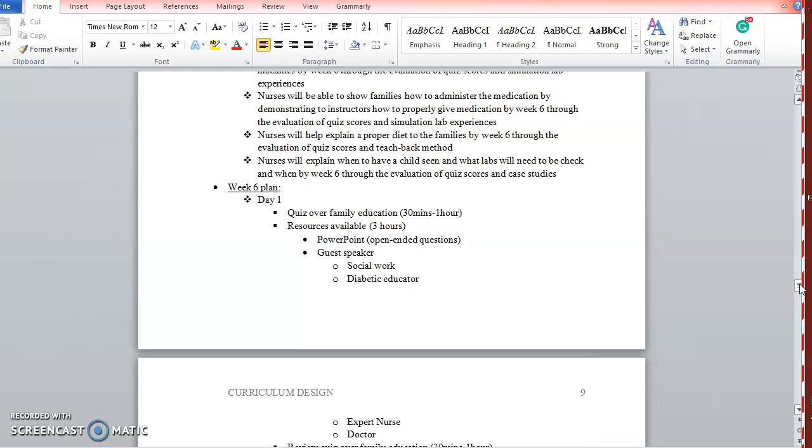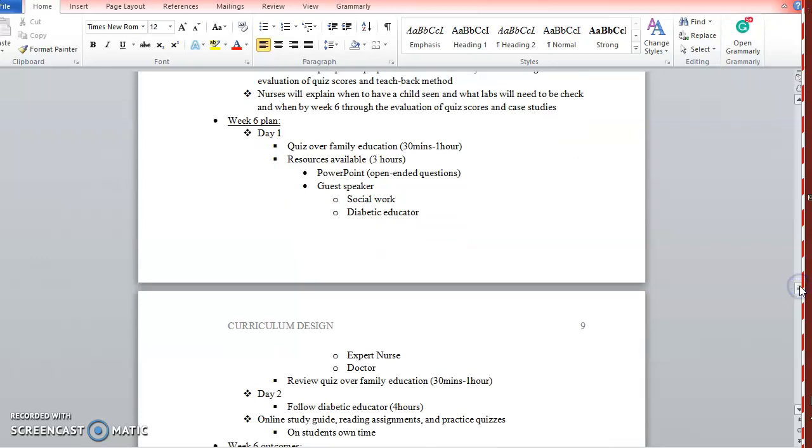This week I also incorporated guest speakers because like I said at the beginning, diabetes just takes a whole team. So I wanted to bring in a social worker, a diabetic educator, an expert nurse that's been working in diabetes for a while, and a doctor, just to give them different backgrounds and help them understand the nurse's role in diabetes and the doctor's role in diabetes and the social worker and the educator, stuff like that.